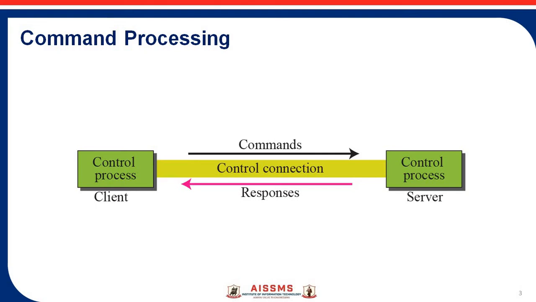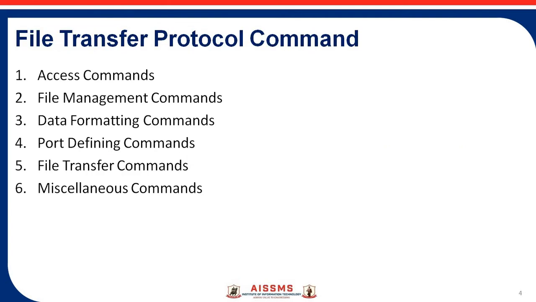File Transfer Protocol uses control connections to establish communication between the client control process and the server control process. During this communication, the commands are sent from the client to the server and the responses are sent from the server to the client. Commands sent from the FTP client control process are in the form of ASCII uppercase, which may or may not be followed by an argument.